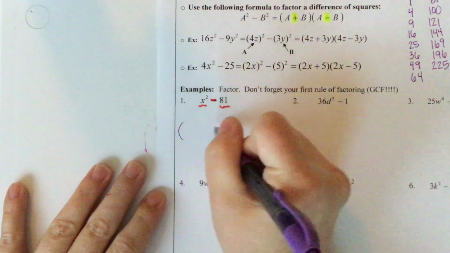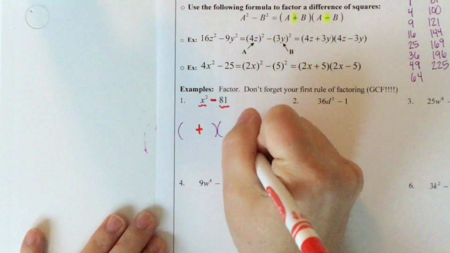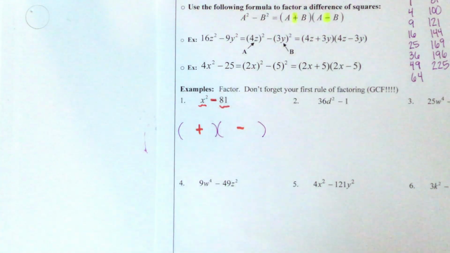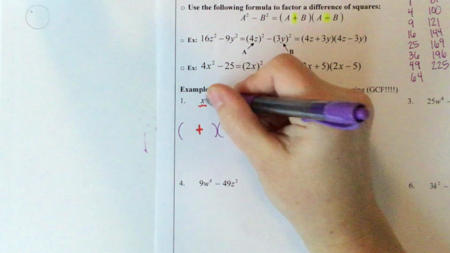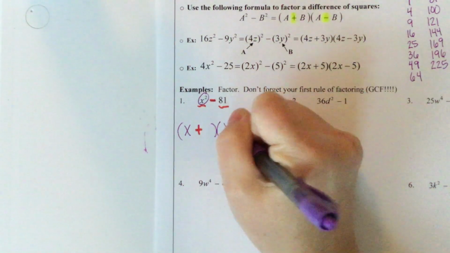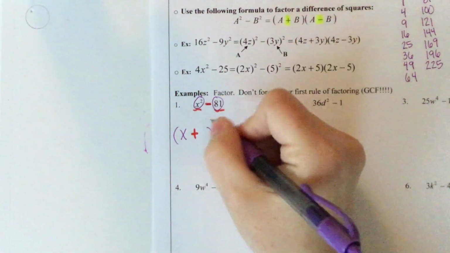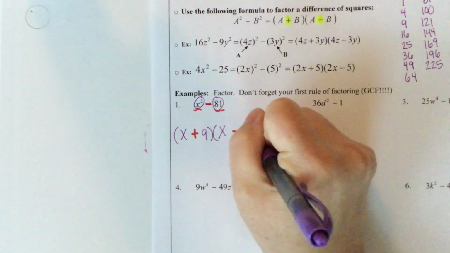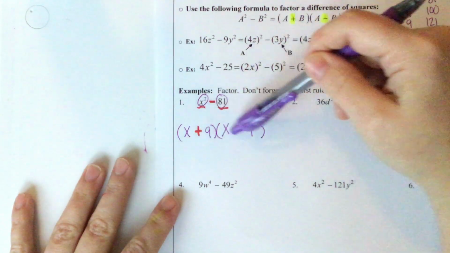Okay, so as long as it's a difference of squares, it's two sets of parentheses. One gets a plus, one gets a minus. To figure out what goes in the parentheses, you take the square roots of these. The square root of x squared is x, because x times x is x squared. And the square root of 81 is 9, because 9 times 9 is 81. And that's your answer.